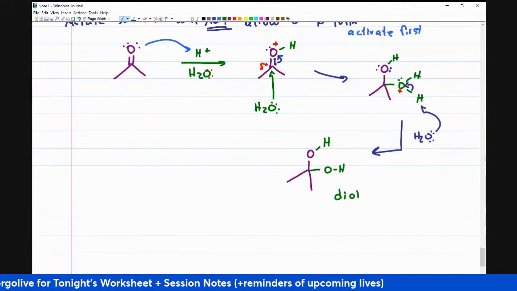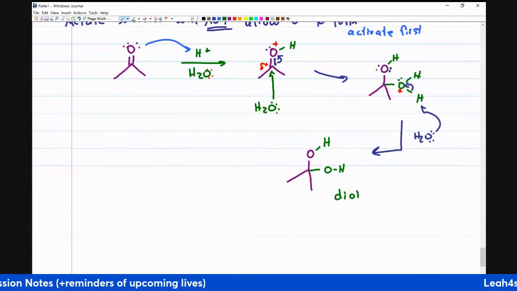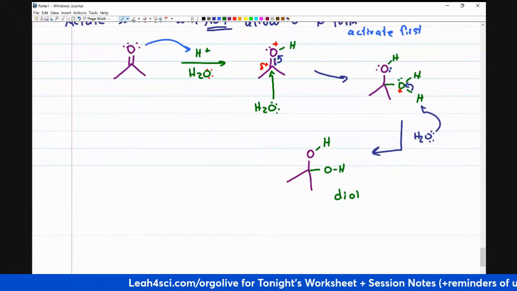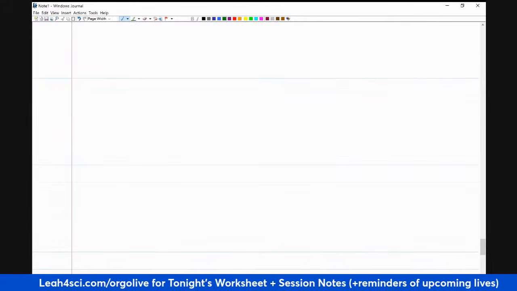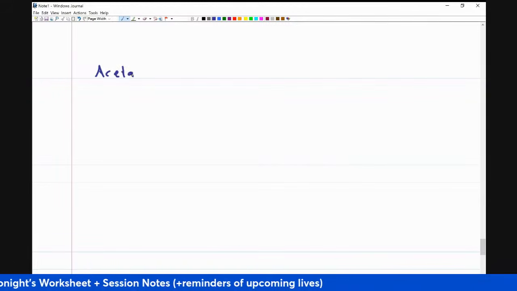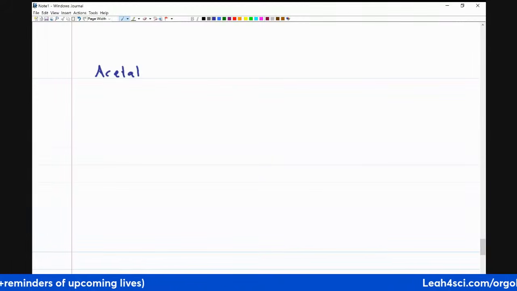I went through the detailed step-by-step mechanism here, but I am going to challenge you to see how the next mechanism I show you is pretty much exactly the same thing that I have here. Are you ready to see how the acetal mechanism is exactly the same? If yes, give me a heart. Let me know in the comments.